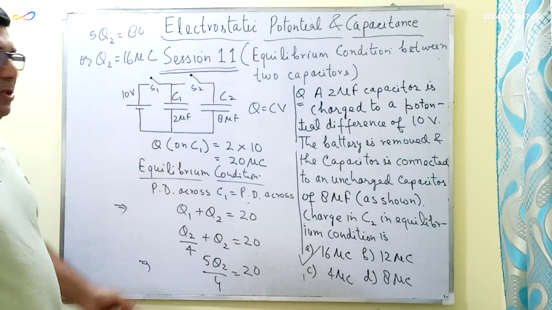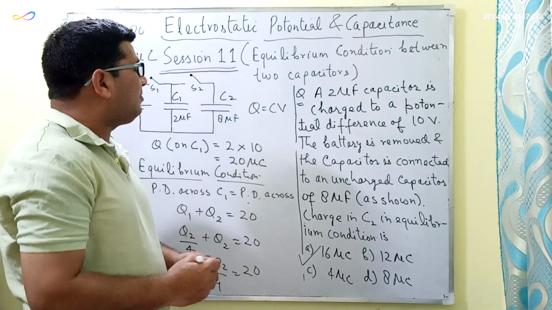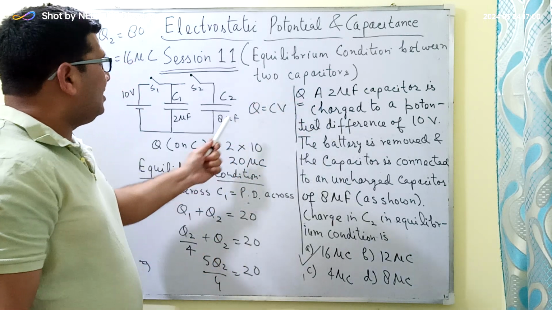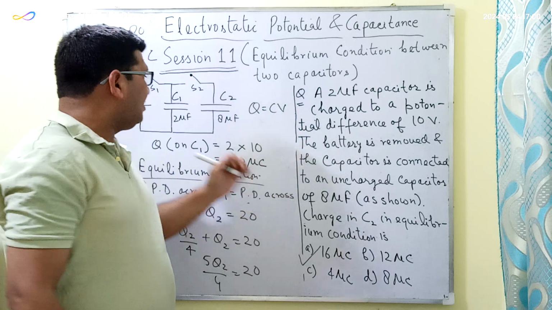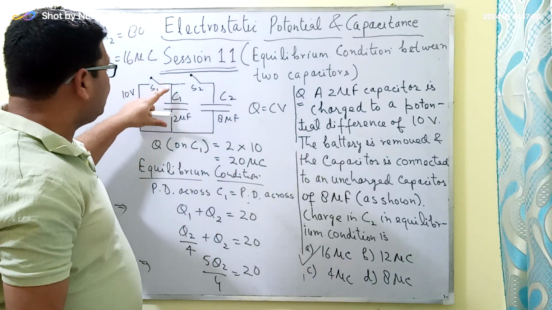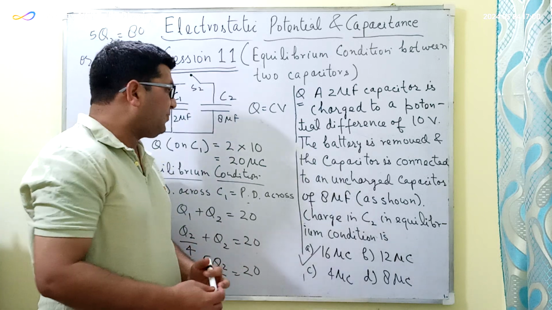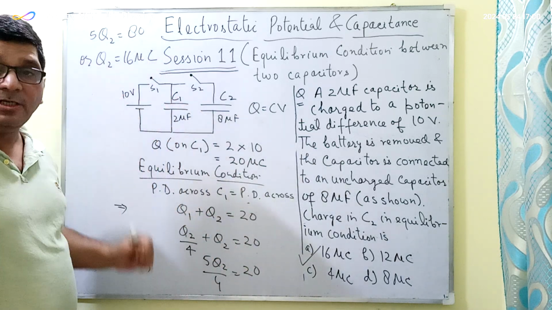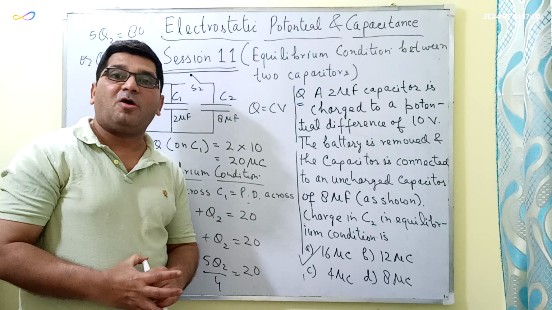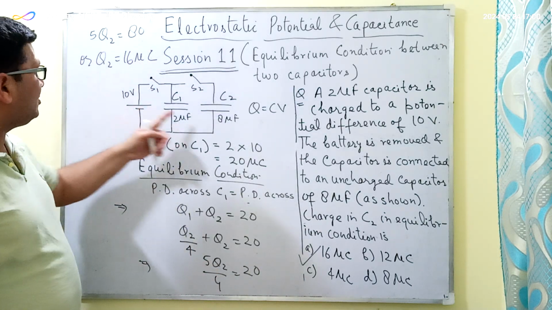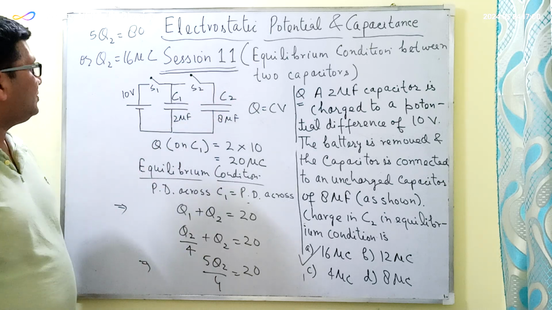In this question, the only important thing which you all have to remember is that the equilibrium condition between the two capacitors is attained only when the potential difference across those two capacitors is the same. Based on this concept and by using the law of conservation of charge, we were able to find the charge on the capacitor C2.